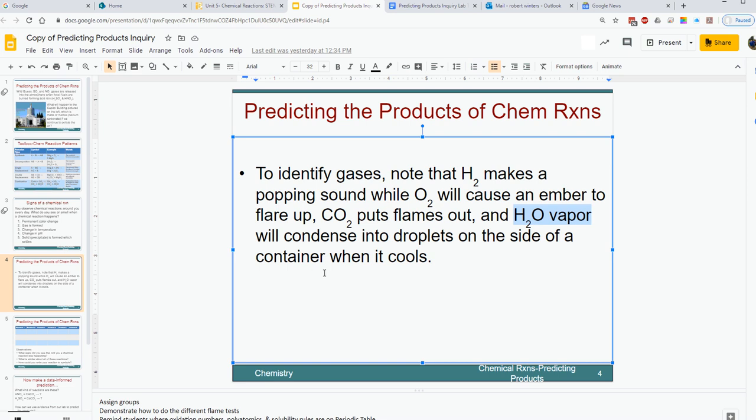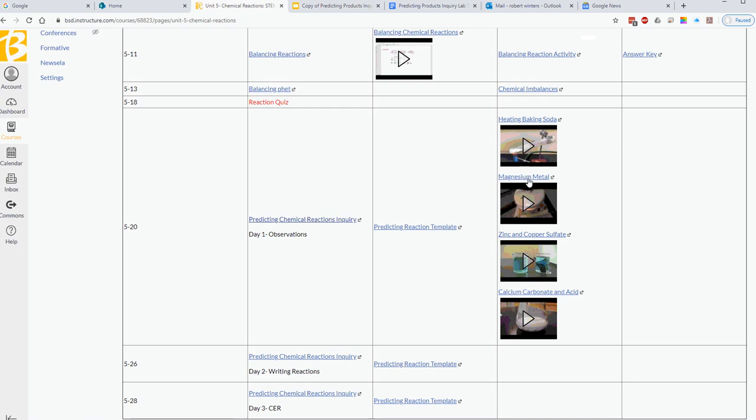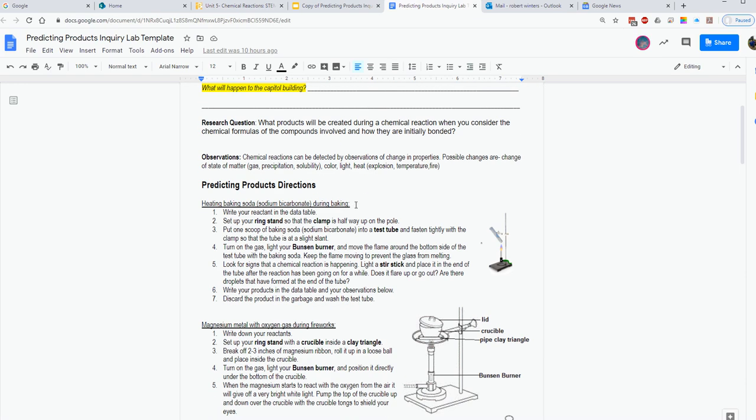I'm going to do one together with you, and then I'm going to ask you to do the other 3. What I'd like you to do is watch the reaction and make some observations. That's our goal for today. So let's take a look at the reactions we're going to do. These are the 4 here. The first one is going to be heating baking soda. So let's take a look at our form here. That's the first one we're going to do here.